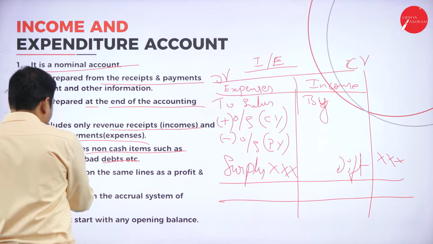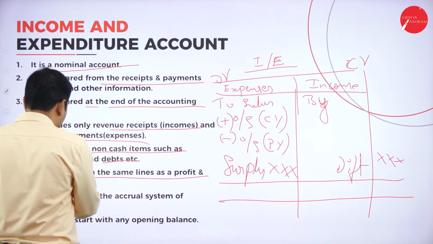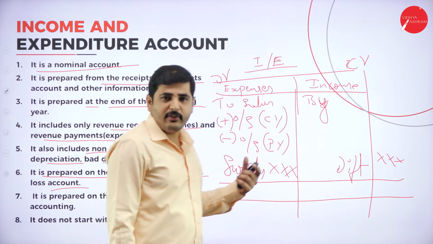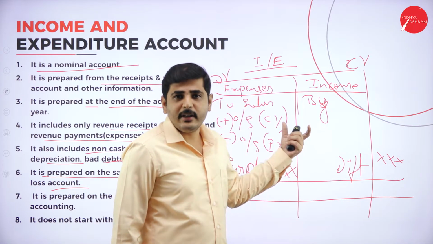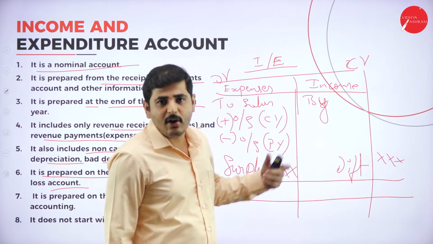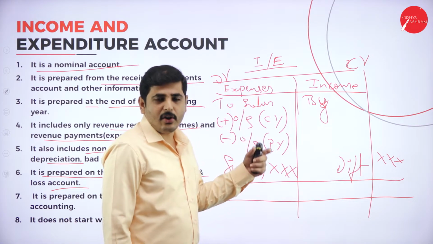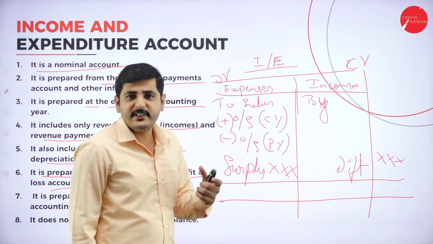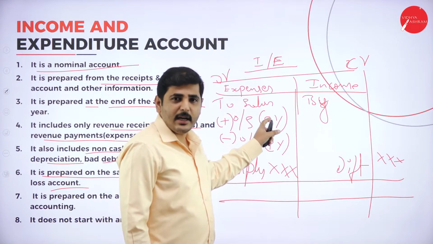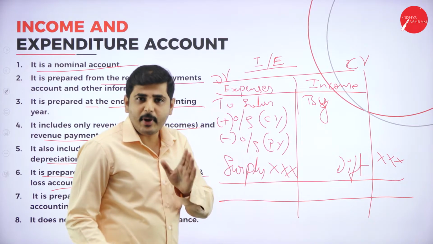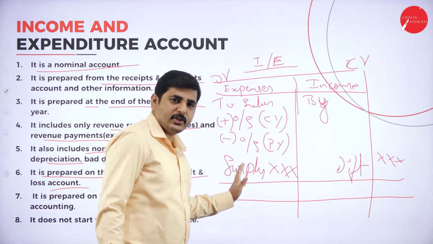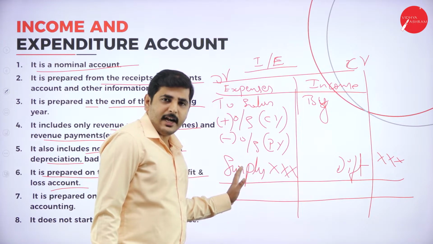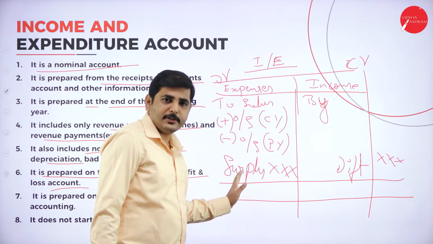Next one, it is prepared on the same lines as the profit and loss account. In a business organization, we prepare the profit and loss account, but here we are running a non-trading concern, which is not for business purposes. That's why we are preparing the income and expenditure account. If you prepare a profit and loss account, here it is profit. Instead of writing surplus, we write profit, which represents profit.